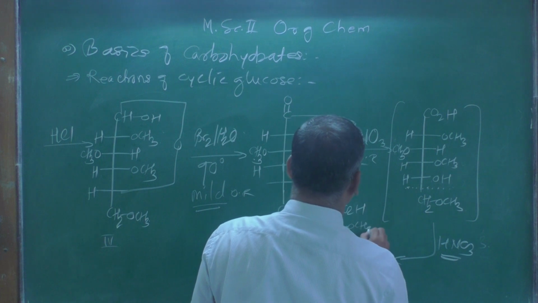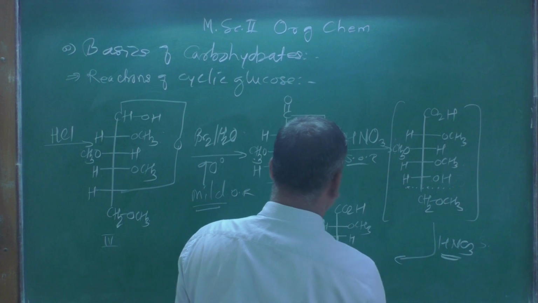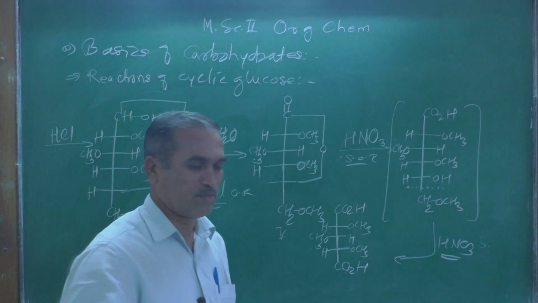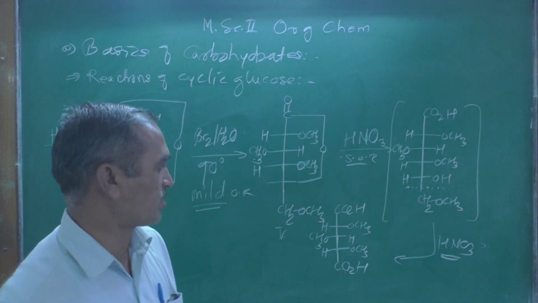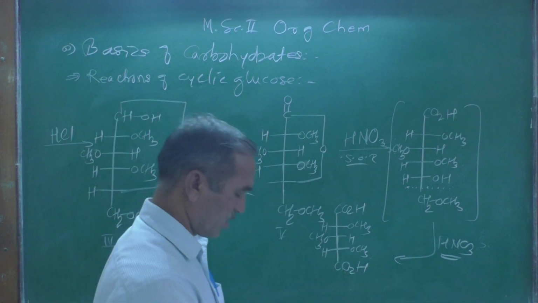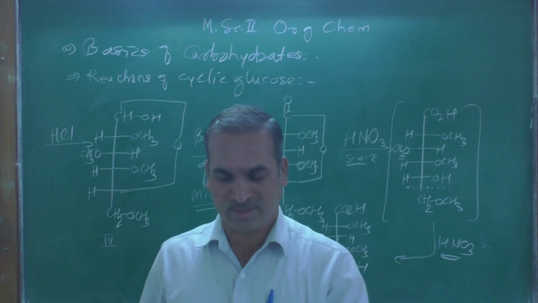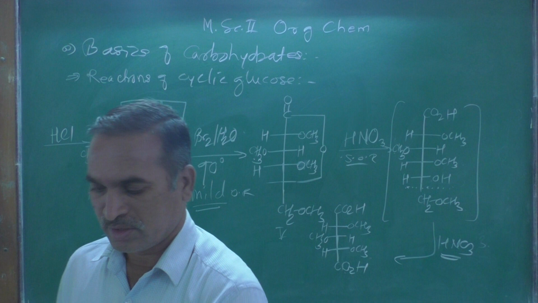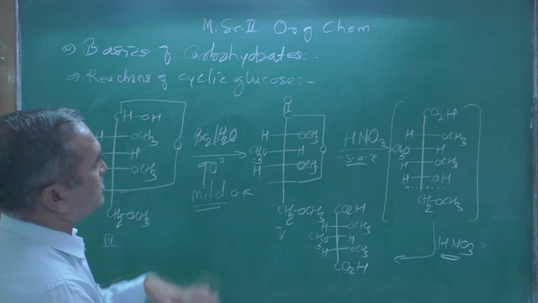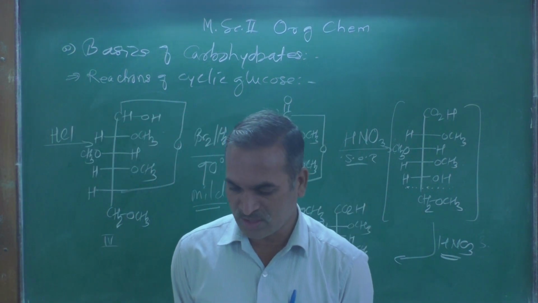Here OCH3, hydrogen atom, then CH3O, hydrogen atom, then H and OCH3. That is a degradation type of reaction. One carbon atom is less, and we have prepared the dicarboxylic acid over here. So these are some of the reactions regarding the actual structure of cyclic glucose. This is one of the important reactions we have discussed.